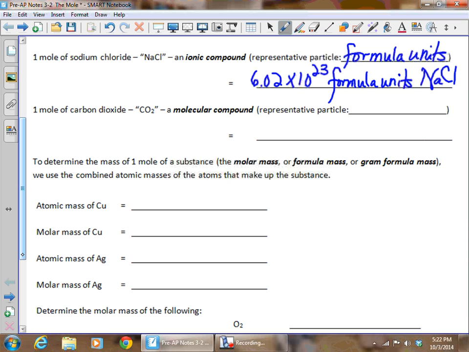A mole of carbon dioxide, which is a molecular compound, and remember molecular compounds are made up of molecules. They are individual molecules, very different from the lattice structure of something like sodium chloride and other ionic compounds. But still, if you wanted a mole of carbon dioxide molecules, you would be getting 6.02 times 10 to the 23rd of them.